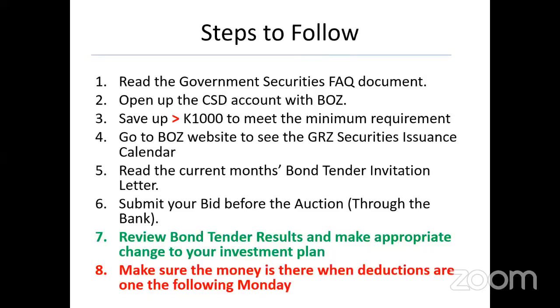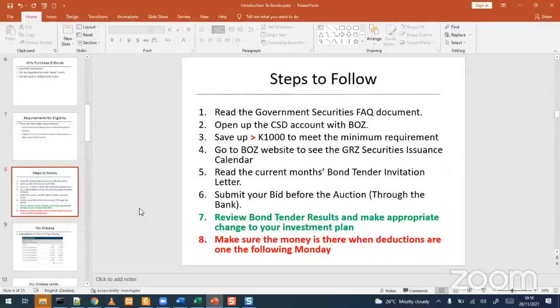Now, step number 7, this is where you are going to find all the data that you need. This is pretty much the documents that I look at all the time. So this would be your bond tender results. Now, the way bonds work is that at the time you are submitting your bid, you do not know what the rates will be beforehand. So that's probably where the risk lies. That's risk number one. You do not know whether the interest rates or the yields are going to go up or down. But you can make educated guesses, and by educated, I'm putting this in inverted commas, by reviewing previous tender results to make adjustments to your investment plan.